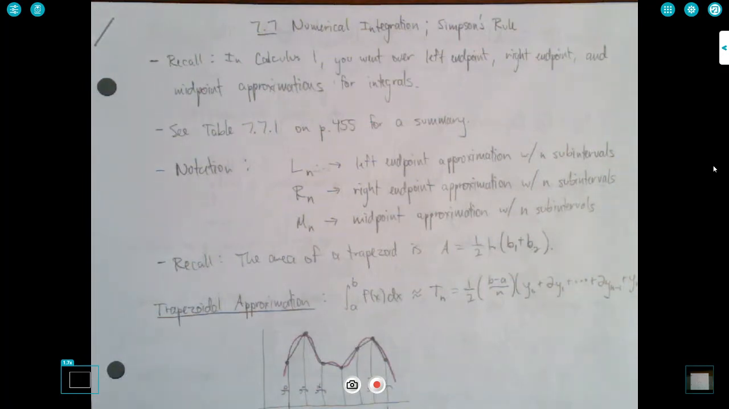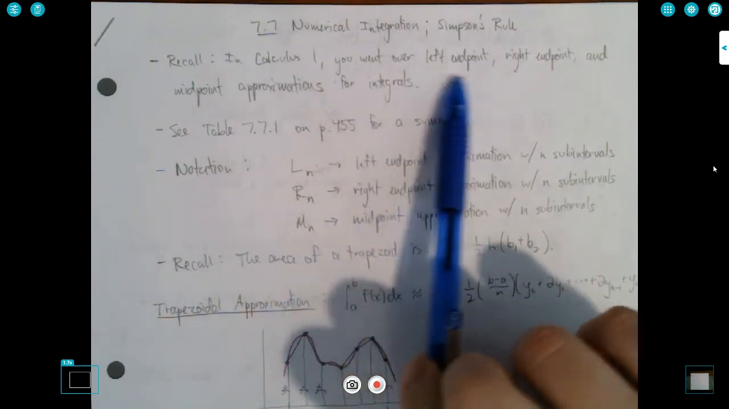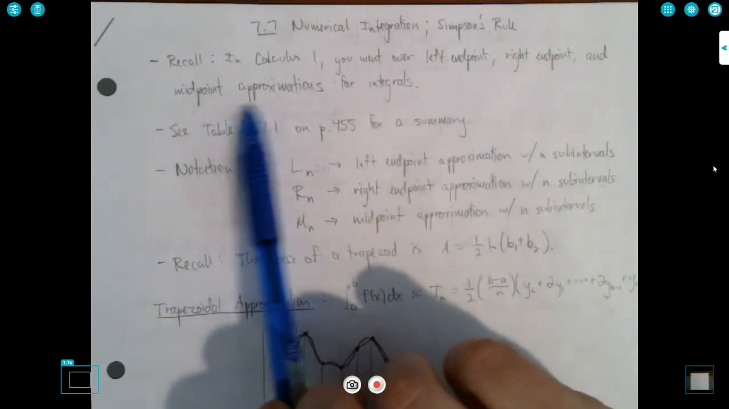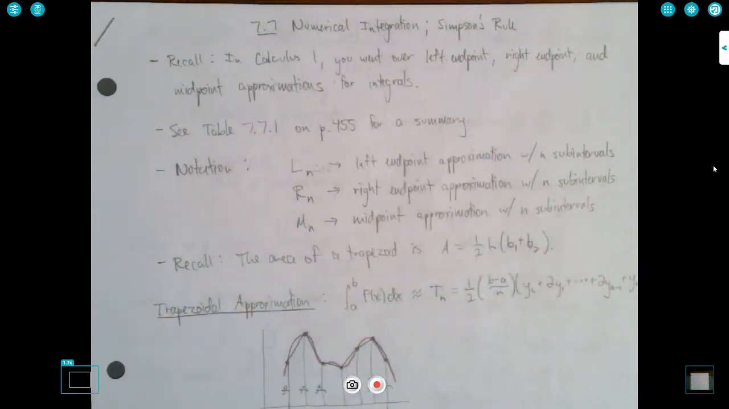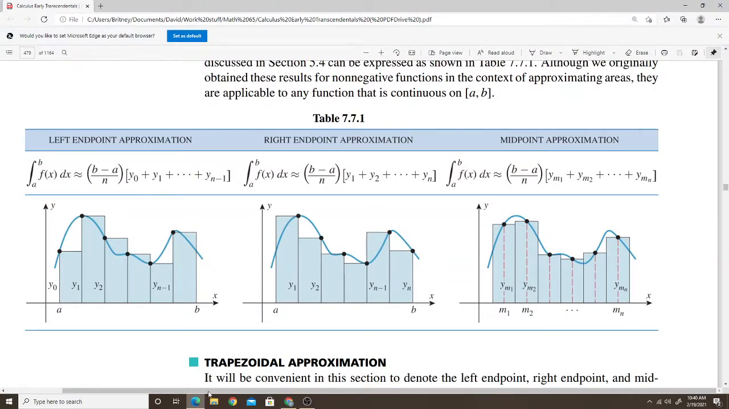And you already have done some of this in Calculus 1, right? So in Calculus 1, you went over the left endpoint, right endpoint, and midpoint approximations for integrals. And there's a nice table in your book that summarizes that stuff. It's on page 455, and this is Table 7.7.1. So here you have the left endpoint approximations. So you can see for each rectangle, you're using the left endpoint as the height of the rectangle, right? And this is the formula that you would use.